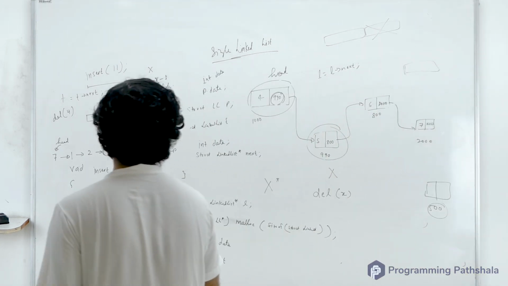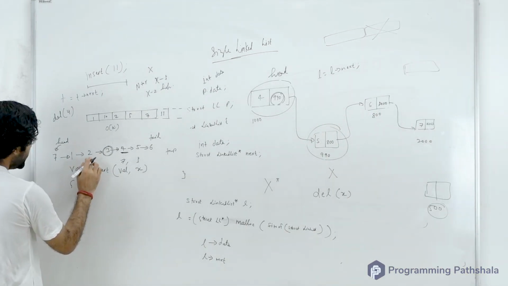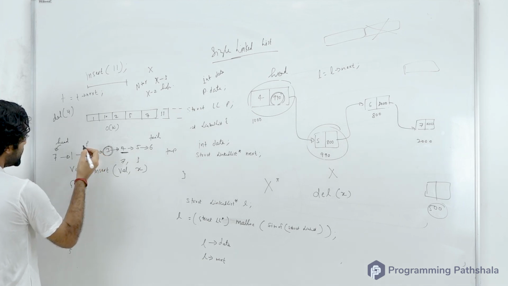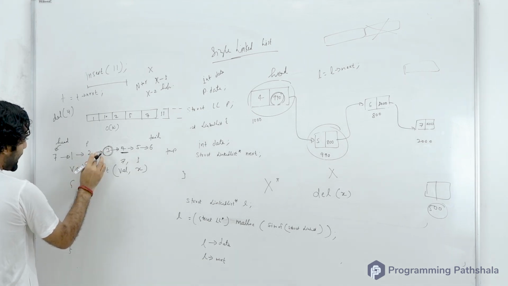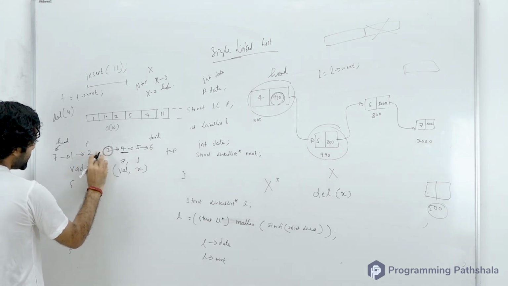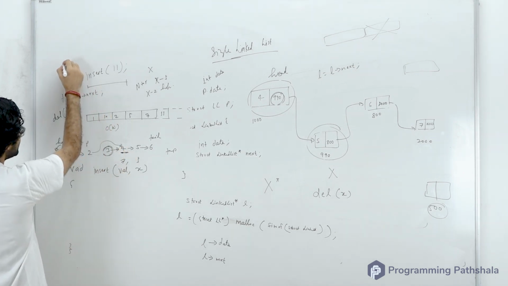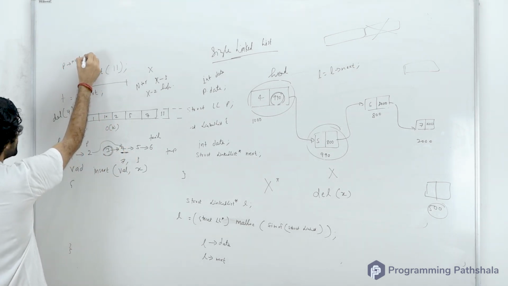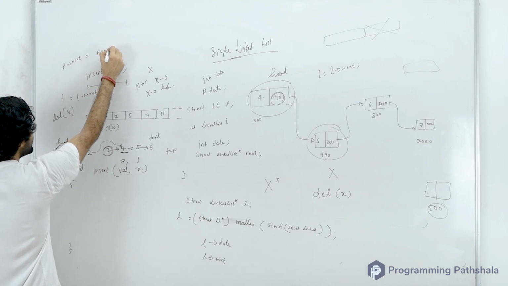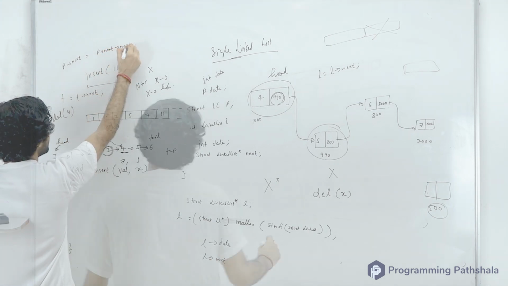And how do you delete a node? In order to delete a node, if let's say this pointer is p, you have to basically change this pointer to now point to this. And can I do that? Yes, I can simply write p next should now be equals to p next next.